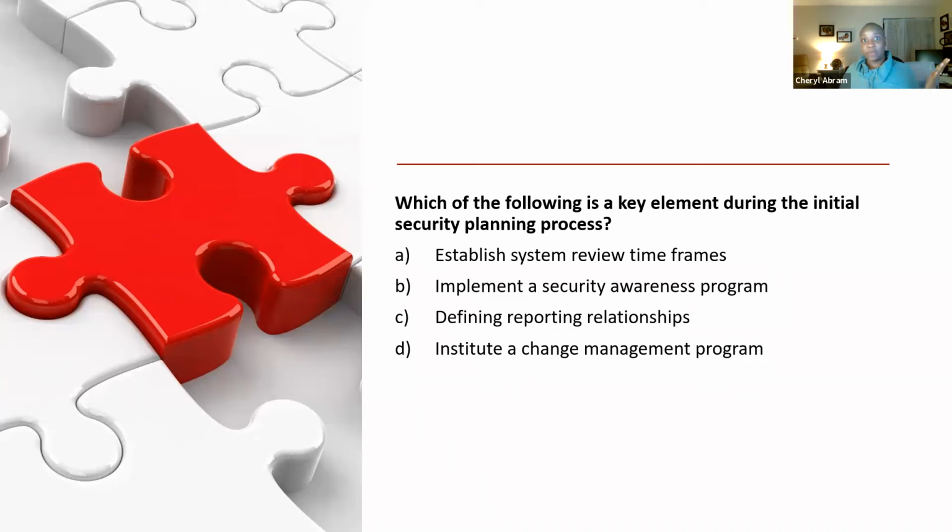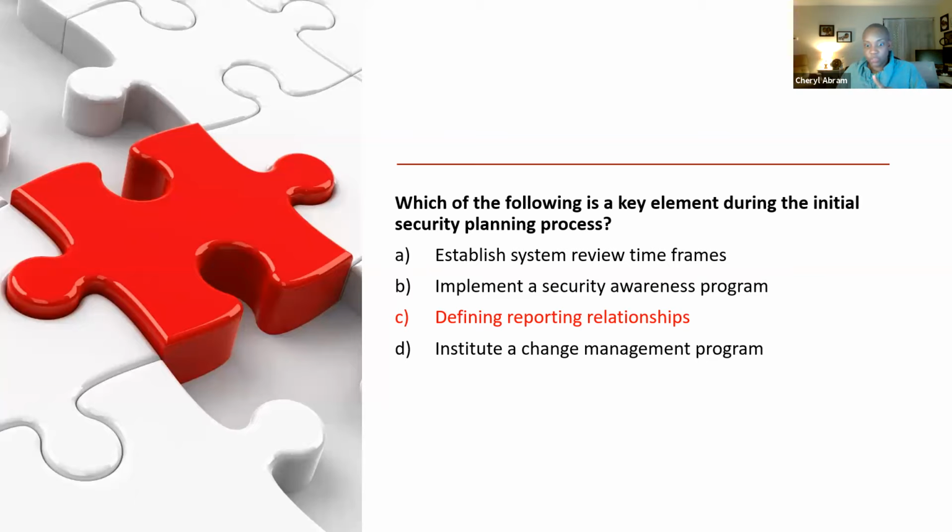Okay. C sounds right. And again, we're talking about getting those last 3, 4, 5 questions that escaped you, that you just weren't sure about. Okay. Using these 5 question checks. All right. So the answer here is C. Defining reporting relationships is a key element during the initial security planning process.